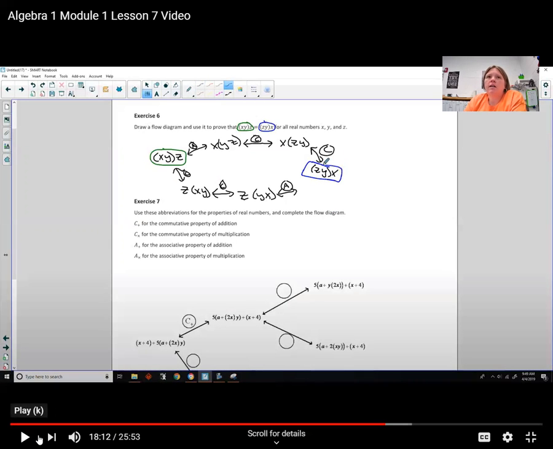Guys, when you're drawing the flow diagram, you do not have to do both branches. He is just showing you that you can start with the associative property, or you can start with a commutative property. It is your choice which one you want to do. Most of them you're going to see are going to do both branches, but know that if I ask you to do a flow chart or a flow diagram, you can just do the top part. You can start with the associative and finish it out that way, or you could start with the commutative and finish it out that way.